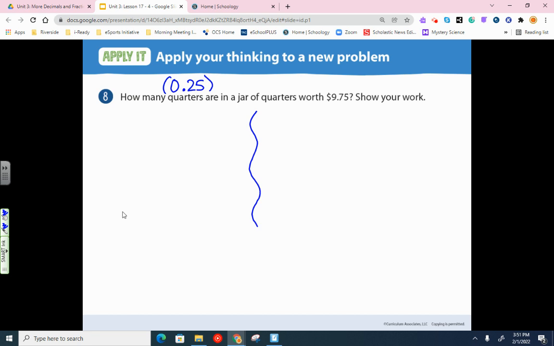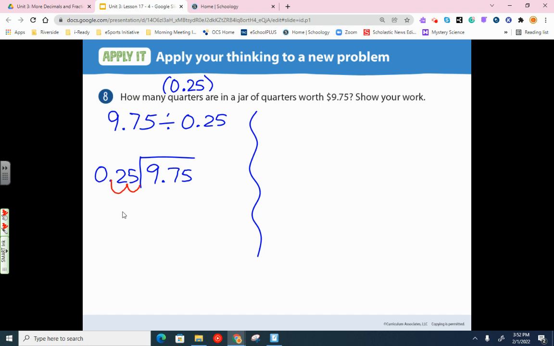So I want to split these workspaces up into 2 parts. The dividend, or what's being divided, is the $9.75. And that's being divided in groups of 25 cents. So we'll put 9.75 here and 25 cents right here. So this is where we move this over 2 spots to make that a whole number. We move this over 2 spots to make that a whole number.